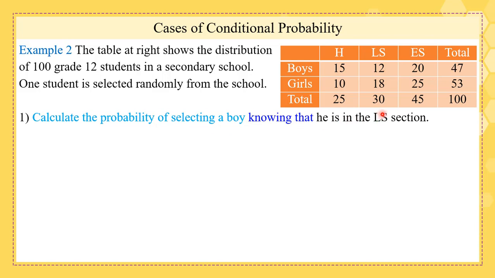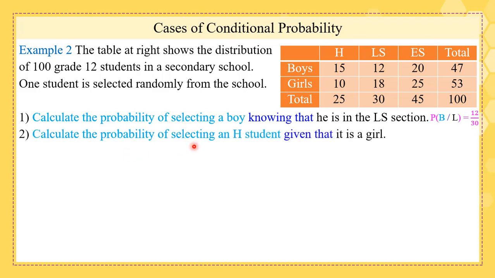This means that the LS section happened before selecting the boy, so we have a conditional probability, and this would be translated by the probability of B given L. In this case we have to hide everything but the LS section. This is the LS section, and we need to select a boy from this section, and the probability in that case would be 12 over 30. So the keyword here is going to be knowing that. And notice that the event that is going to be put in the numerator is the event that follows calculate the probability directly.